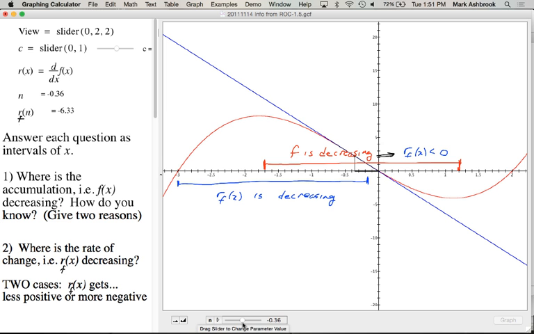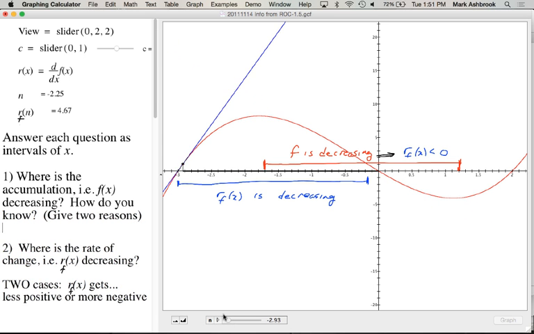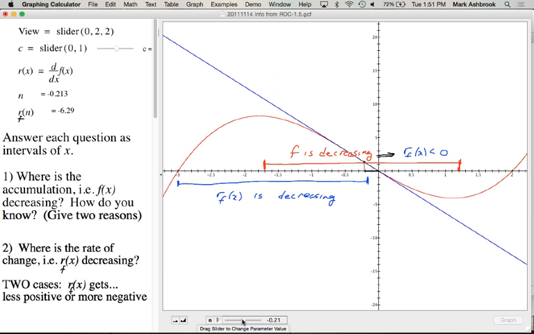So what is the characteristic of the original function that you see that characterizes this rate decreasing? The rate's positive and negative, but it's decreasing the whole way. So what can you say about the original function, the accumulation, when the rate is decreasing? So the whole left side of the graph.